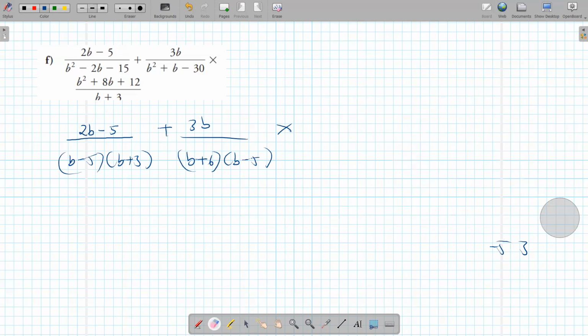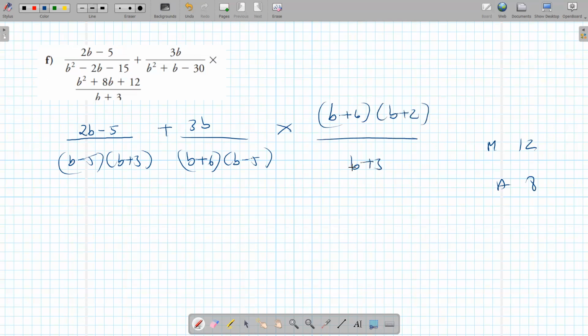Multiplies to 12 and adds to 8. Does that exist? Six and 2. 6 and 2 works. So again, you have b plus 6, b plus 2, all over b plus 3, like that, right?